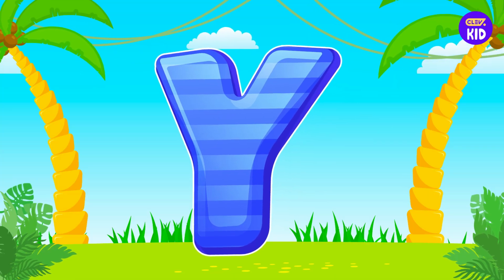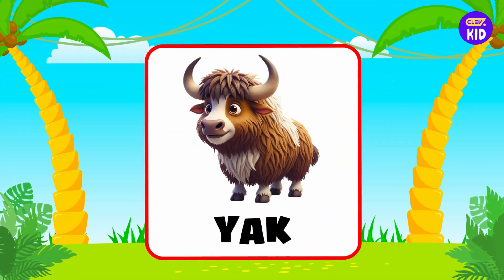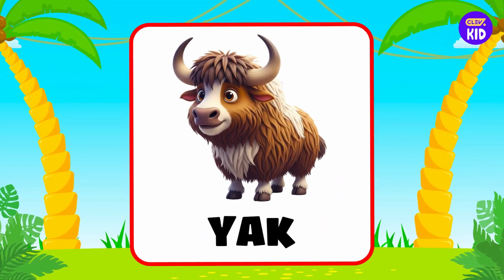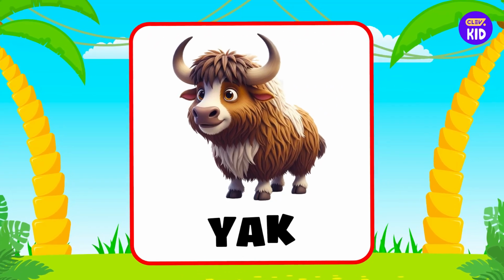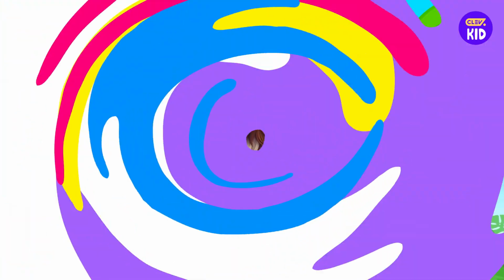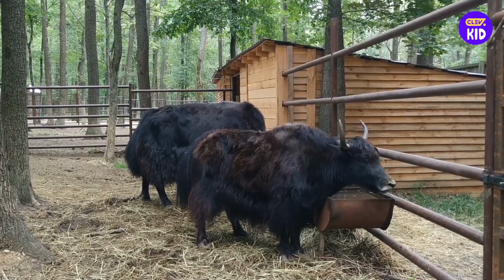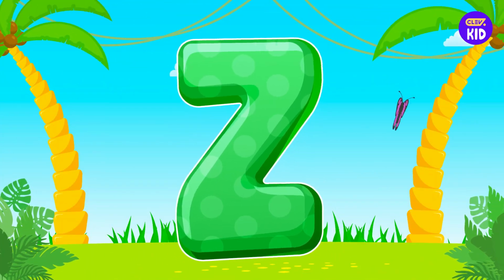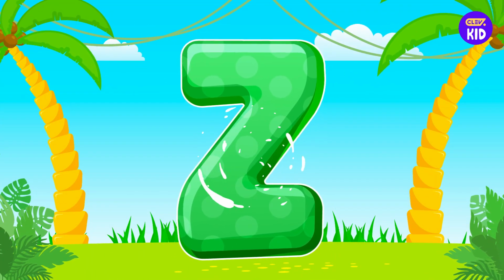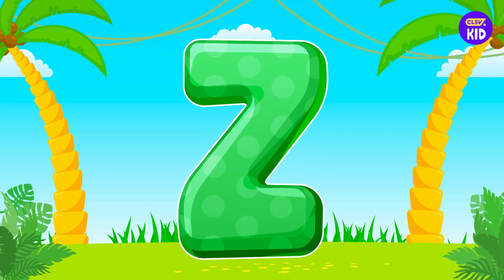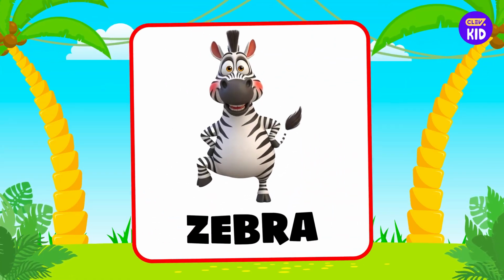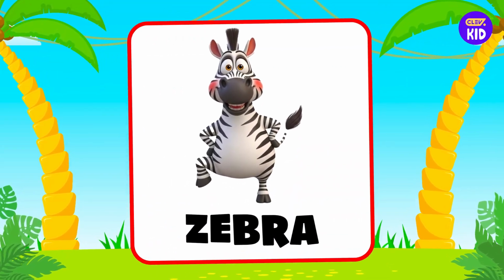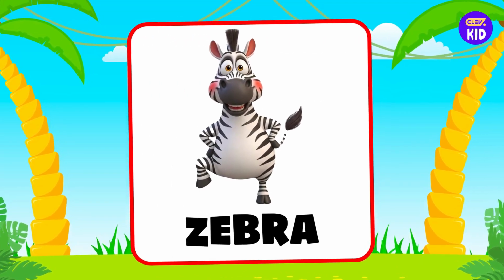This is the alphabet Y. Y is for yak. Y is for yak. This is the alphabet Z. Z is for zebra. Z is for zebra.